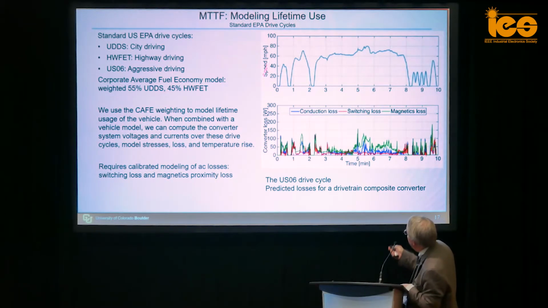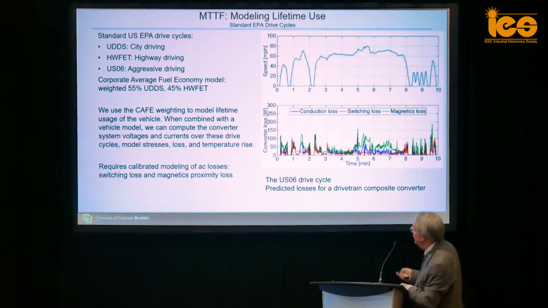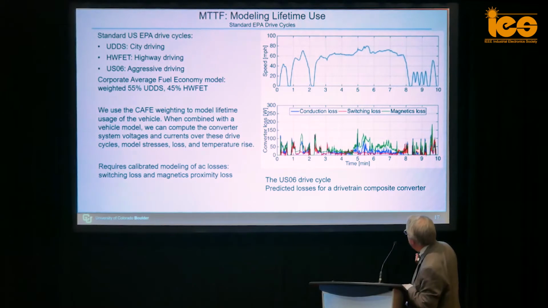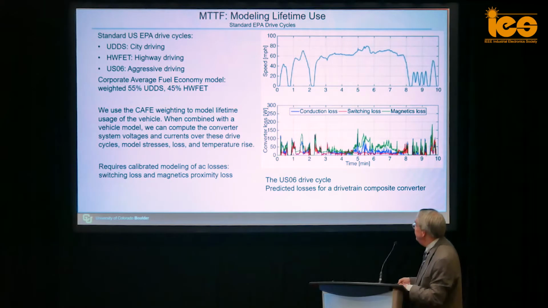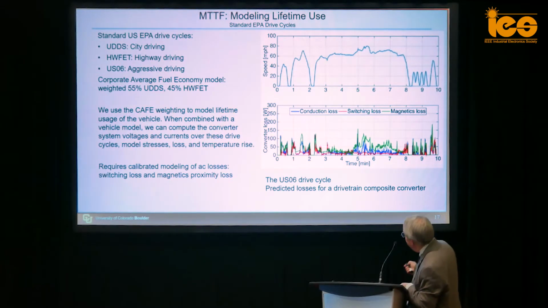So this is the speed of the car over a 10-minute cycle. And with a model of the car and model of our converter losses, we can work out what the losses and the power will be over this drive cycle. And here they are for our composite system. So with this, we can model what the losses, the average loss will be over the lifetime of the car, predict the average temperature rise, and then use that to predict the mean time to failure.